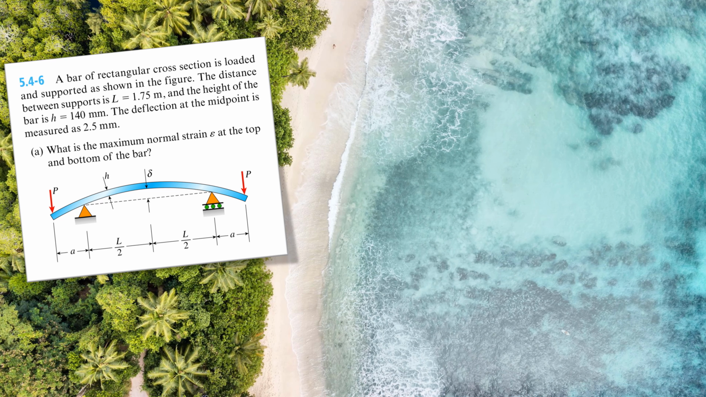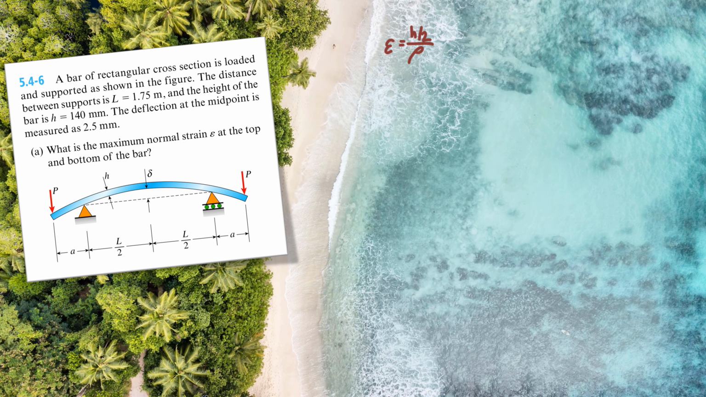A bar of rectangular cross-section is loaded and supported as shown in the figure. The distance between the supports is L, and the height of the bar is H. Deflection at the midpoint is 2.5 millimeters. What is the maximum normal strain at the top and bottom of the bar?